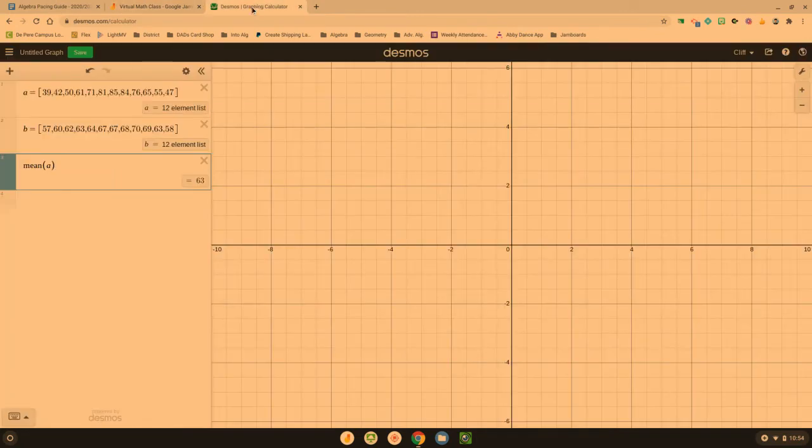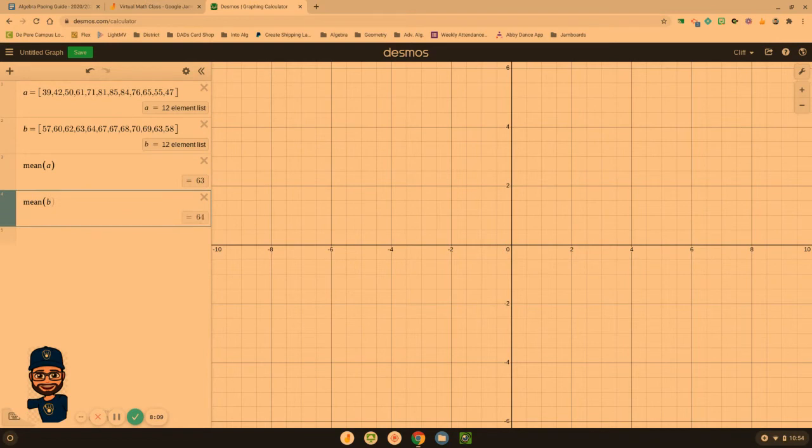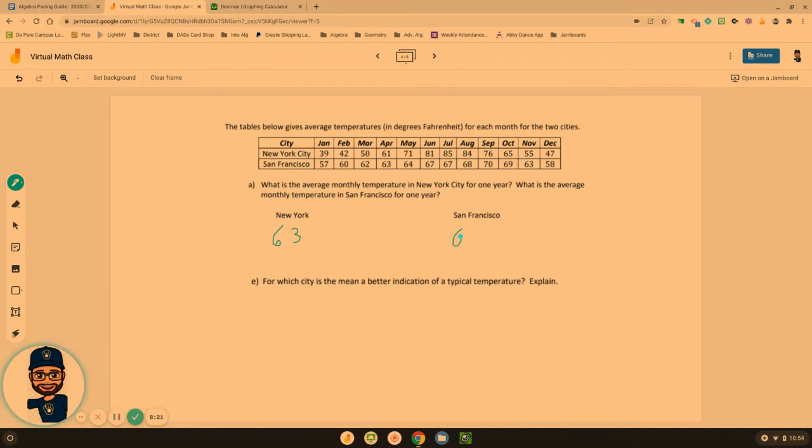And let's check it out for B. So I'm going to go to a new line. And notice every time I'm going to use a new line, just because it helps me keep all of my data nicely organized, right? So average for B, the mean for B was 64. So San Francisco was 64.